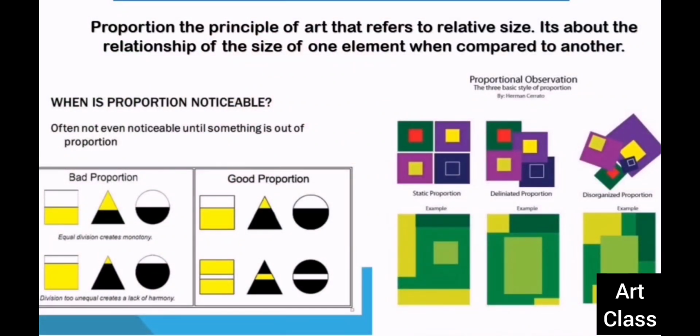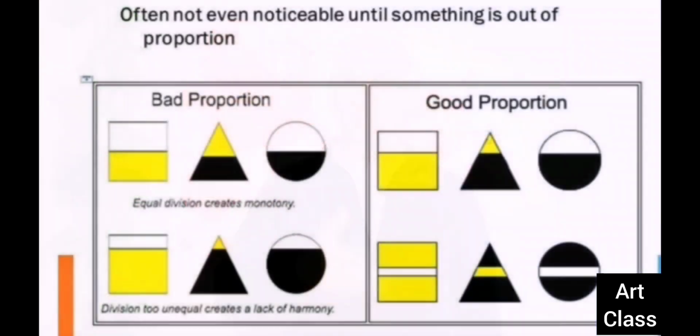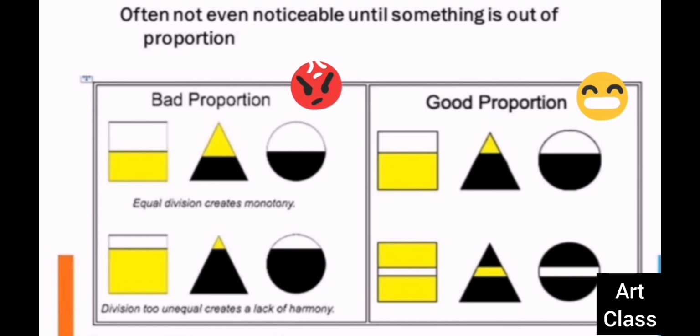Next thing that we will remind ourselves of is proportion. Proportion is a principle of art that refers to relative size. It's about the relationship of the size of one element when compared with another. We notice proportion when things are out of proportion. So we have bad and good proportion.